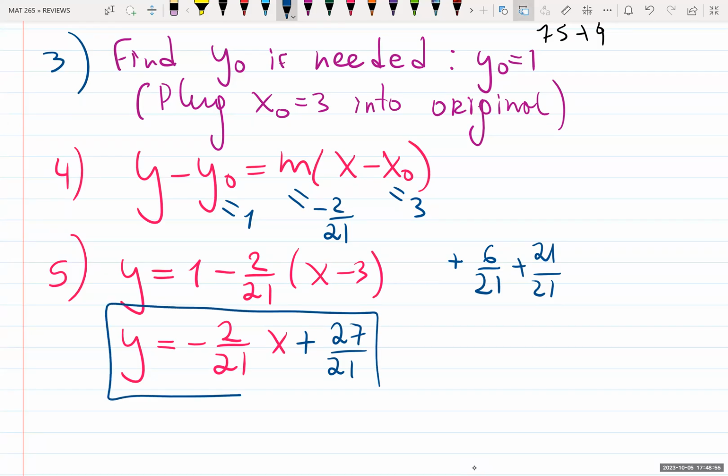So we reviewed 3 topics: the equation for a tangent line, and also implicit differentiation involving the product rule. Right, that's what I want to show. What do you think about that?